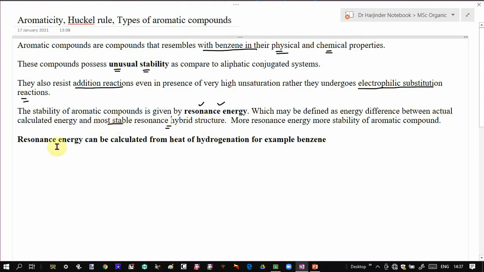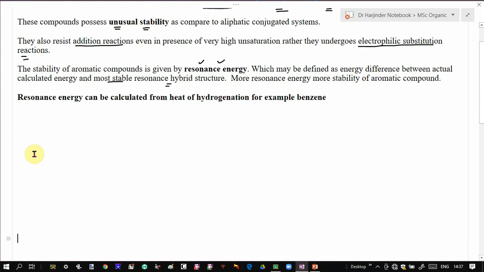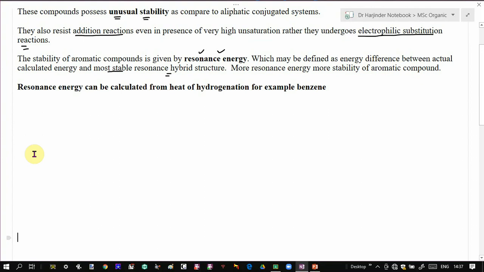For example, benzene, as we have discussed, is the very first aromatic compound. If you draw the structure of benzene, so this is benzene, and it is the most stable aromatic compound. Any compound that resembles benzene in its physical and chemical properties will be called an aromatic compound. Now the resonance energy can be calculated from the heat of hydrogenation.